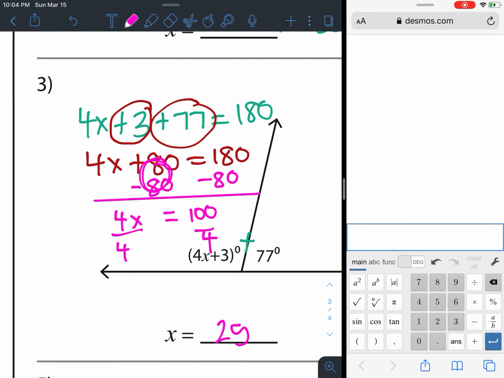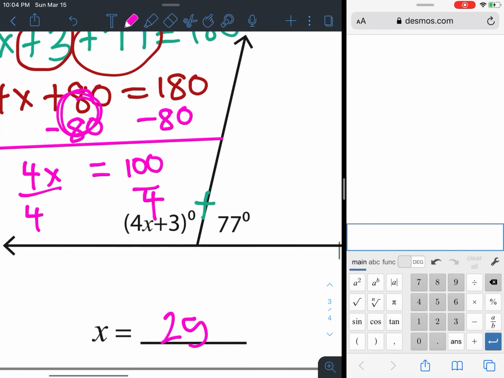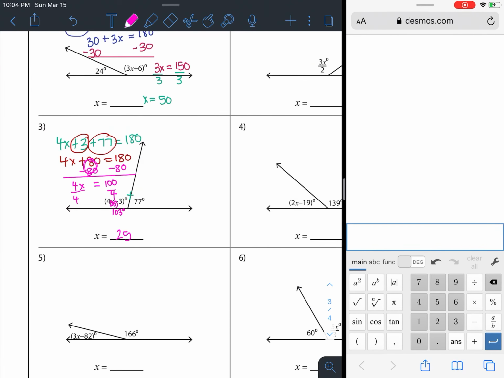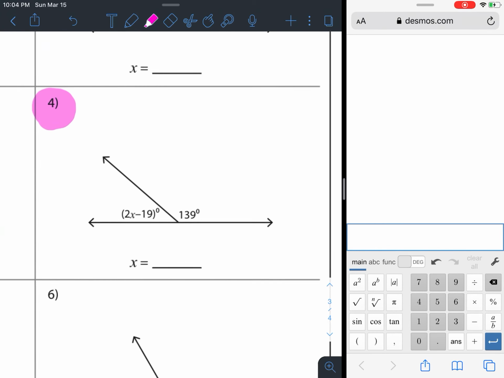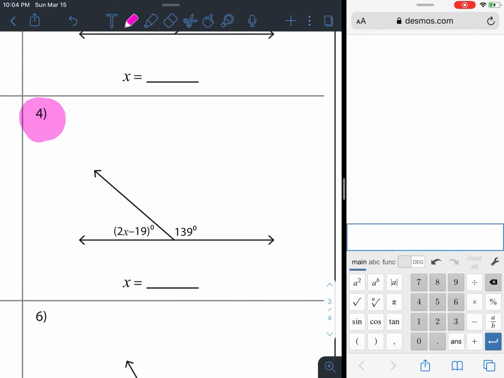Remember, that doesn't mean the angle is 25. It means x is 25. If we wanted this angle, we would do 4 times 25 is 100 plus 3. That angle would be 103. Go ahead and try 4 and 5. And I want you to tell me the angle measures as well. So solve for x and figure out what the angles are. Press pause until you're ready.